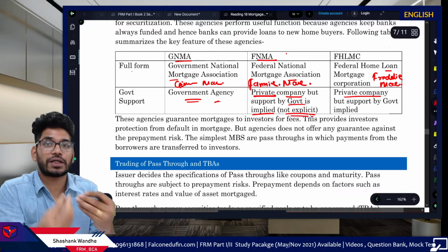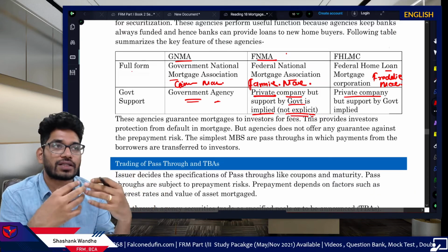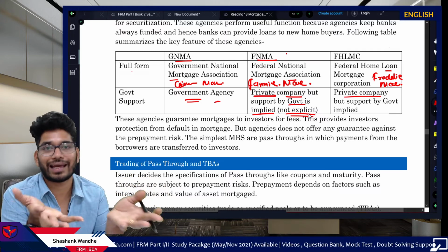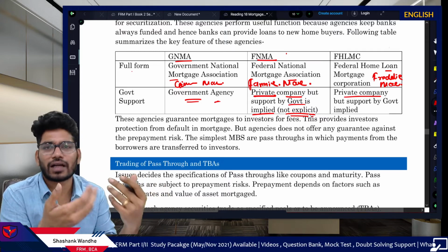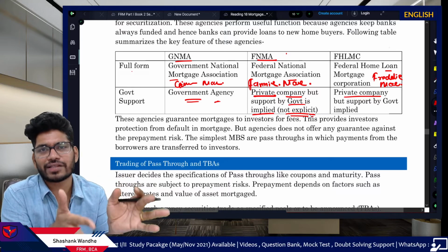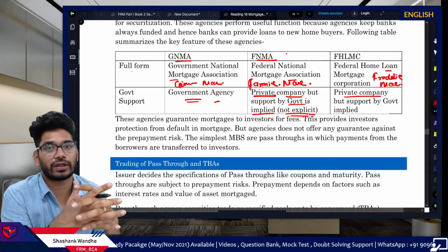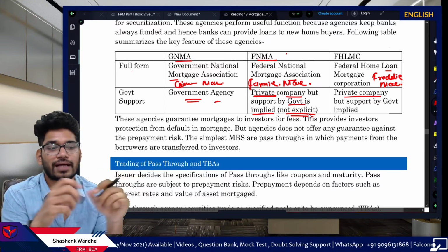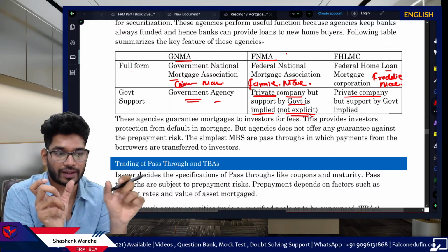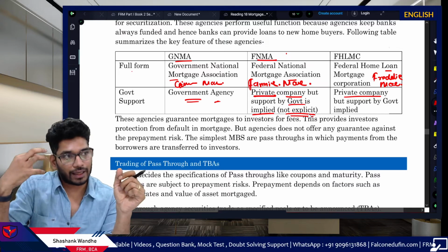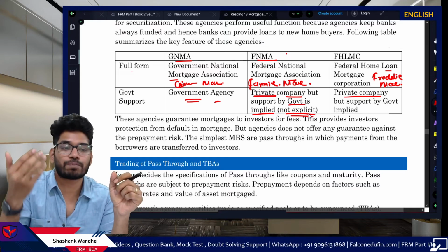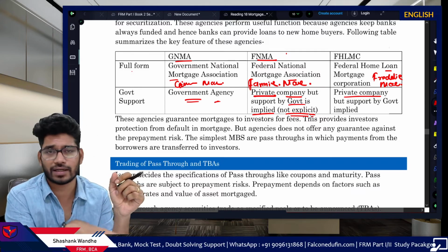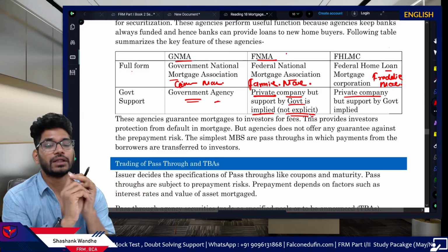That is, there is no written guarantee, but this is implied because the purpose of creating these agencies was to promote housing in the USA. So obviously, in case of any big crisis for these agencies, government will support them. Everyone knows or assumes this, that if they are going for the securities or the MBS promoted by these agencies, then they have a certain type of security from the government, right?